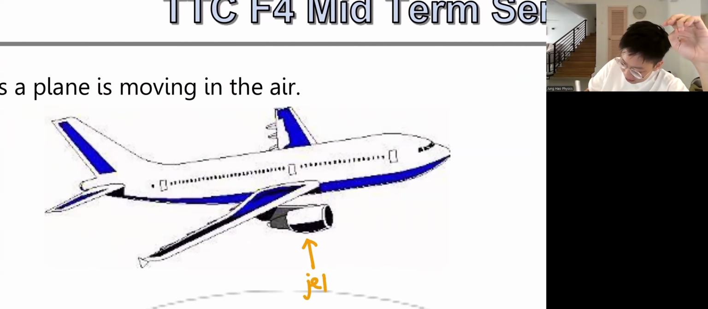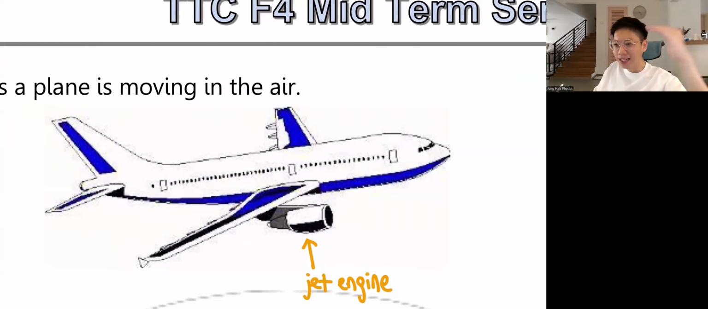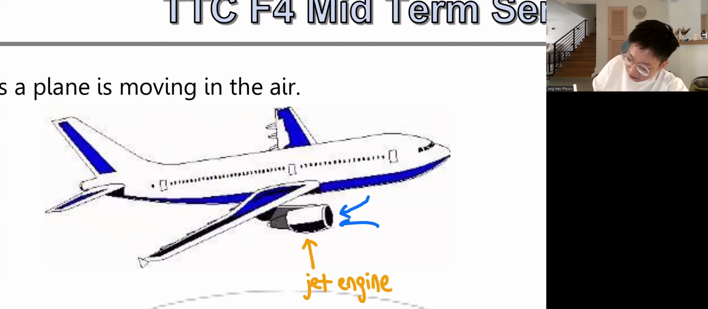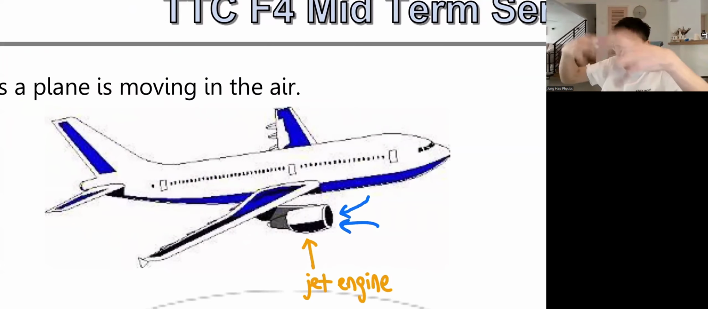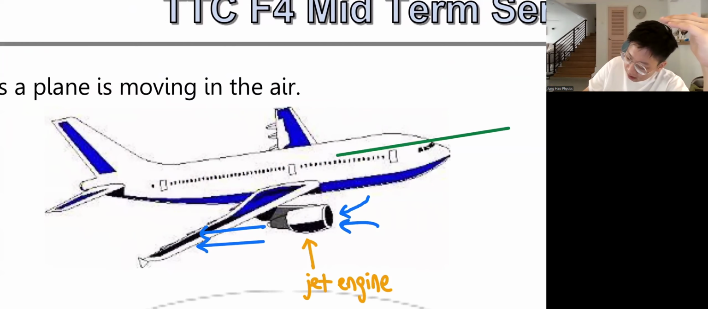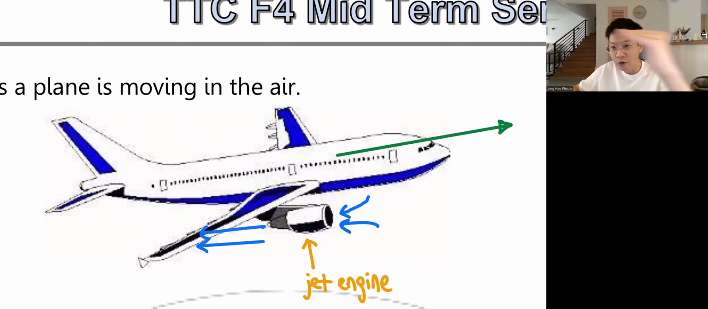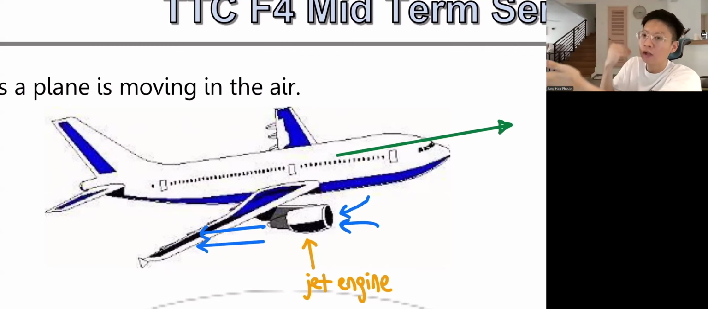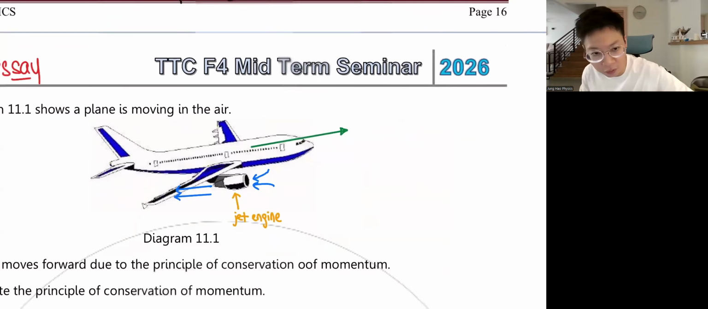Yes, so that is what we call a jet engine. What a jet engine does is that it will suck in air, then it will spit the air out. When it spits the air out, it actually pushes the aeroplane forward. So they use a reverse momentum to produce a forward momentum. That's how it works.